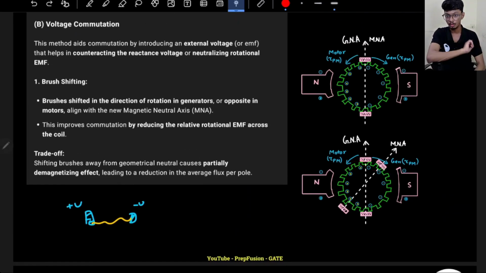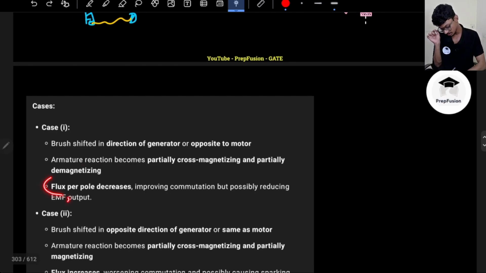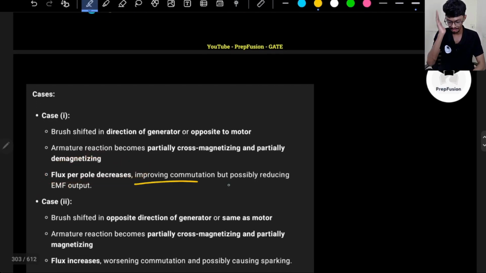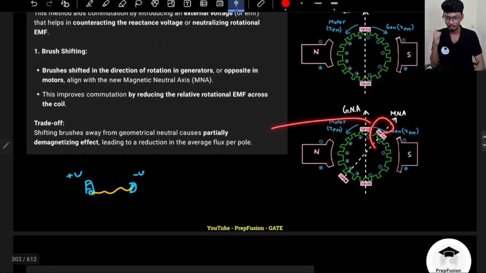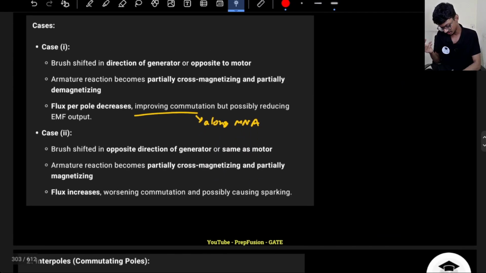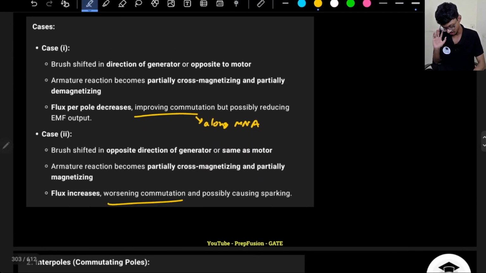Okay, so basically here what they are discussing, if I rotate my brushes in the direction of the rotation of generator and opposite to the motor, then of course the commutation will improve, right? Because it is along the MNA. But if I rotate my brush in the opposite direction, of course the commutation will worsen because it is opposite to the direction of the MNA. So commutation will worsen further.